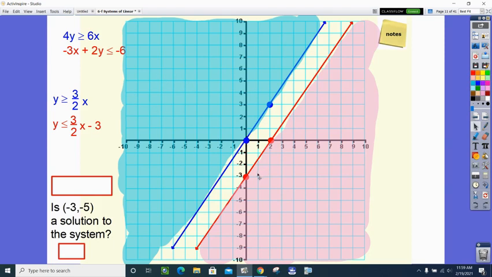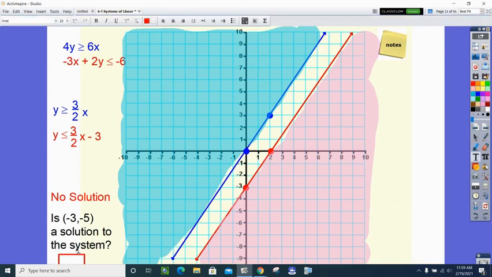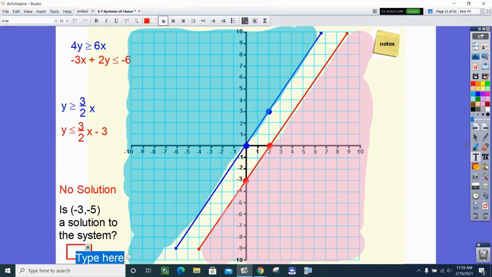The bottom line has a y-intercept of -3, up 3 over 2, also solid. I could put (0, 0) in that one. Is 0 less than or equal to -3? That is a big no, so I shaded on the other side, away from (0, 0). If you notice here, there is no overlap, so this would be no solution. So is (-3, -5) a solution? The answer is no, because there aren't any solutions to this system.